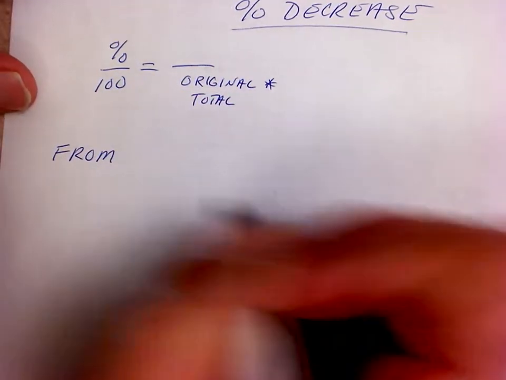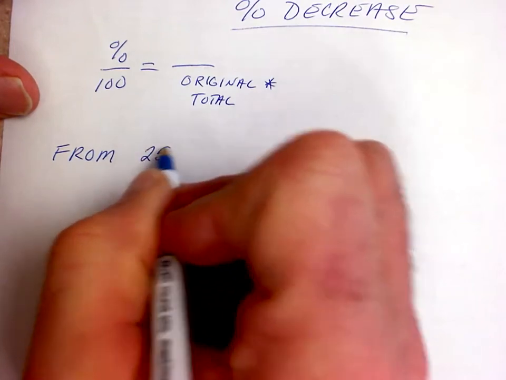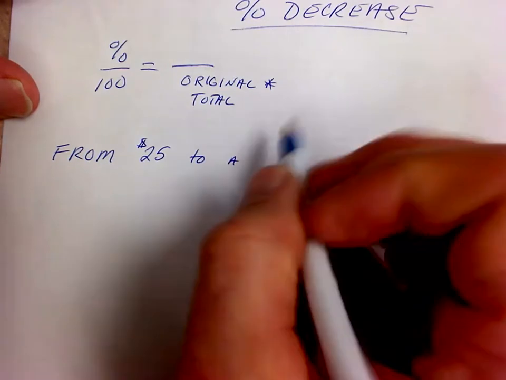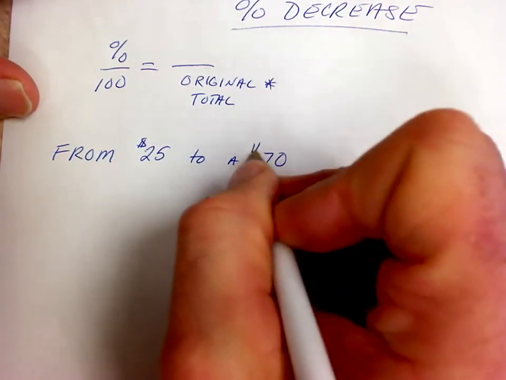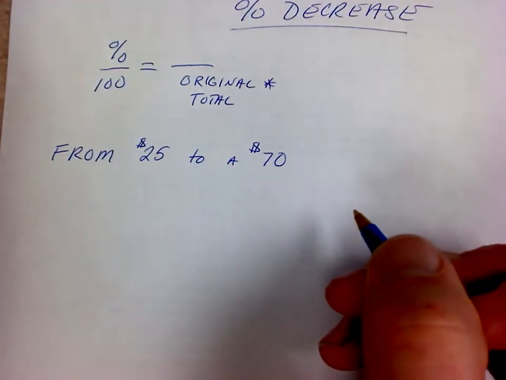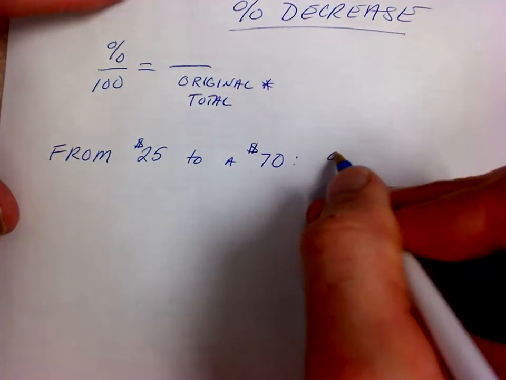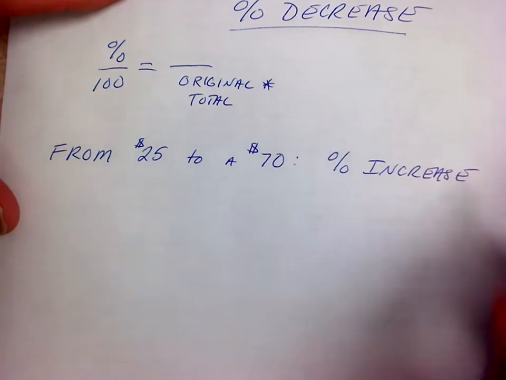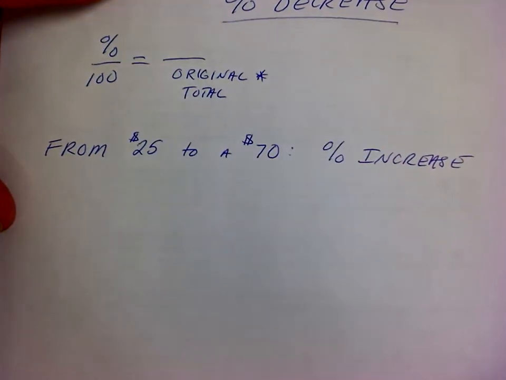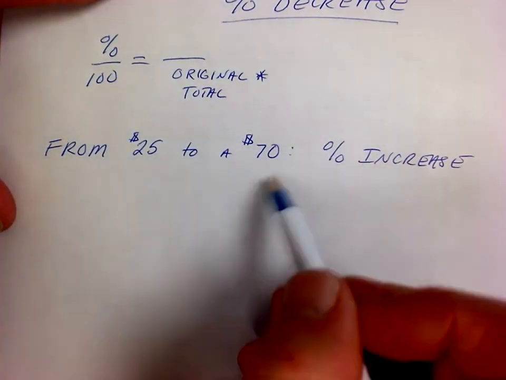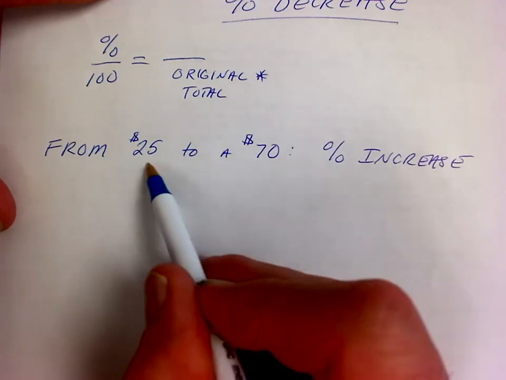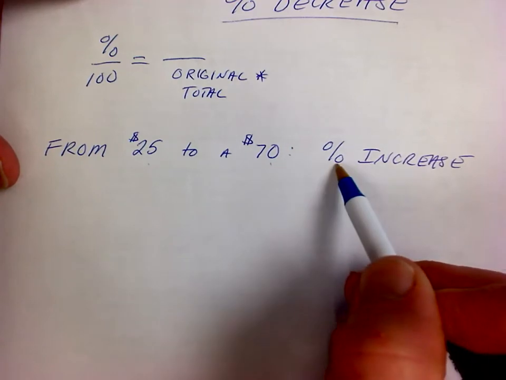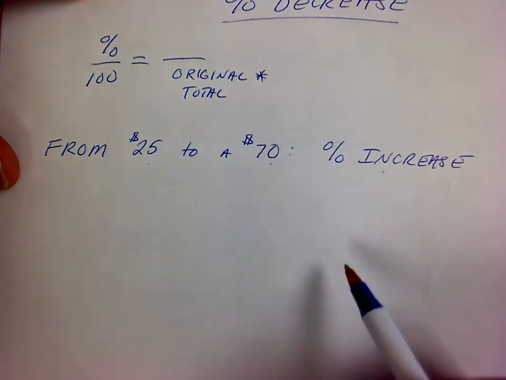So you might see something that means we're going from a $25 item to a $70 item. All right, so the question is, what is the percent increase for this particular problem? I mean, we obviously can tell that it's an increase. It went from 25 bucks up to 70 bucks. So we know the value is increasing. What we want to calculate is the percent that it increased.